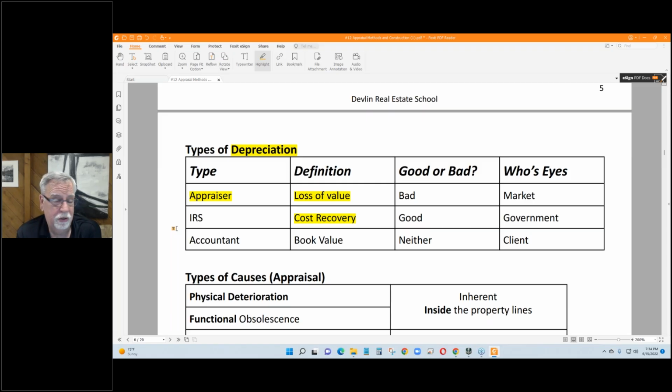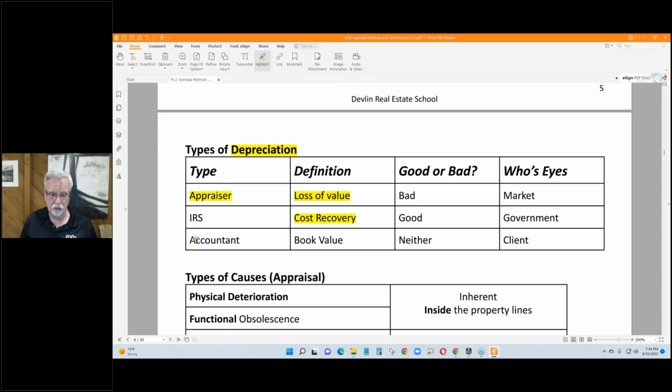So they're not talking about the same thing. The appraiser is saying you got a lot of depreciation, that's bad. And the IRS is saying you got a lot of depreciation, that's good. Right? Because although the word is the same word, they're not talking about the same thing.